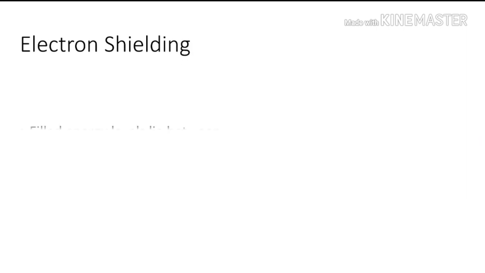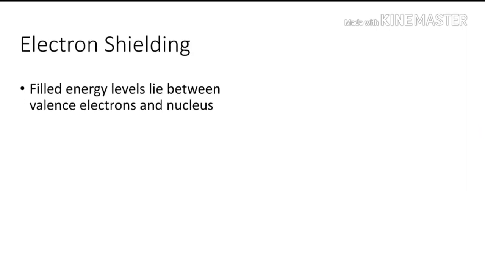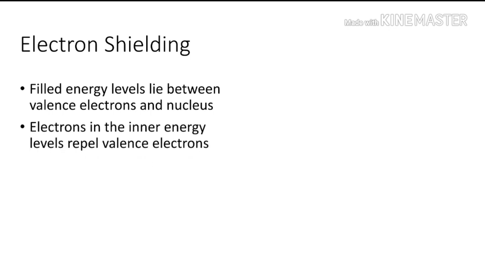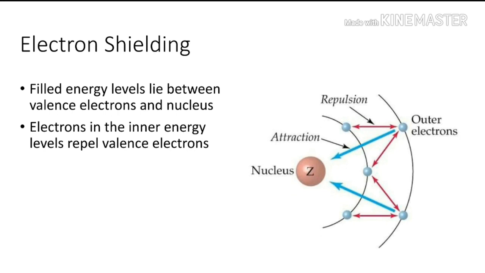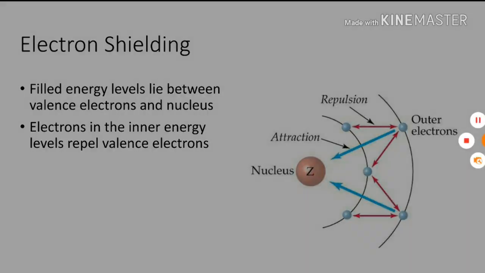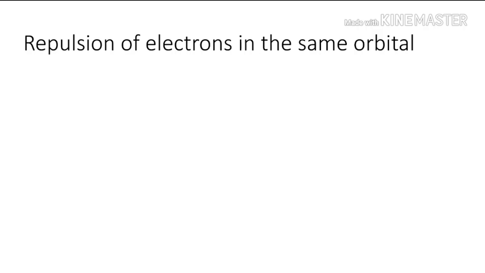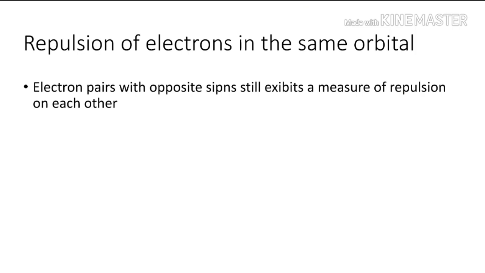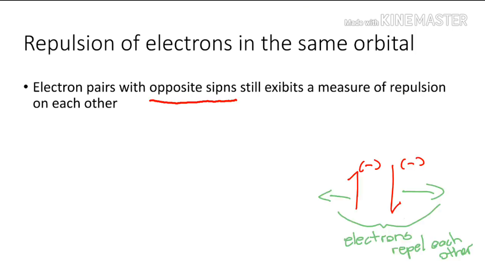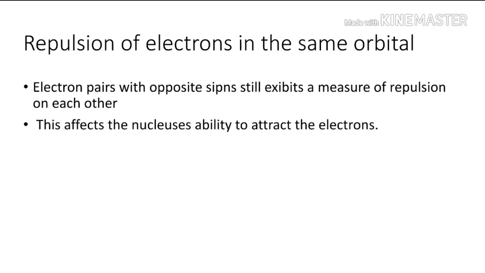Electron shielding. There are full energy levels that lie between the valence electrons and the nucleus. The valence electrons are repelled by the electrons in the inner energy levels. This then affects the nucleus's ability to attract the valence electrons. Repulsion of electrons in the same orbital: an electron pair with opposite spins still has a measure of repulsion on each other. This then affects the nucleus's ability to attract those electrons.